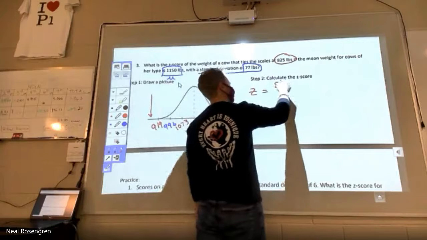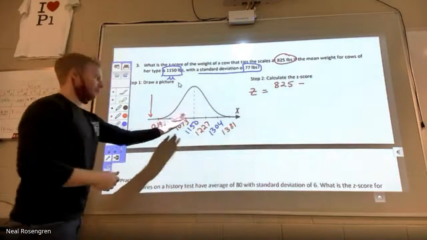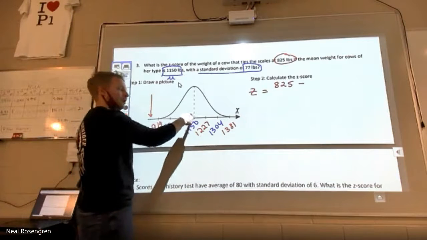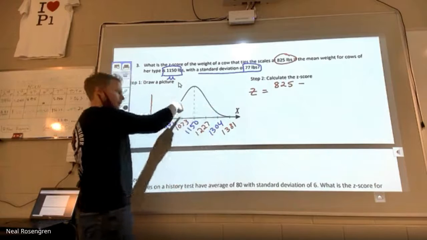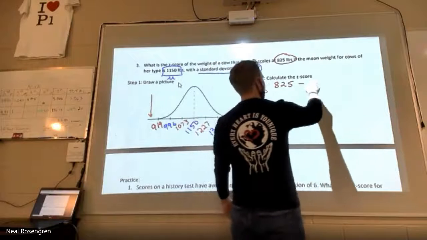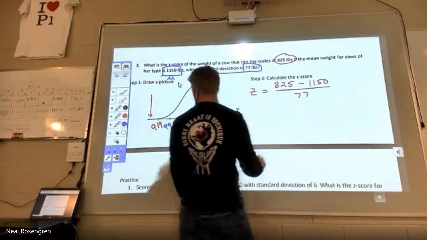Value, 825. So again, I'm hoping for like negative 3 point something at least, right? Negative 1. So this is 0, the average. 1 plus 2 plus 3, minus 1, minus 2, minus 3 standard deviations away. We're less than that. Let's see. So minus the average, so that's 1150, over standard deviation of 70.